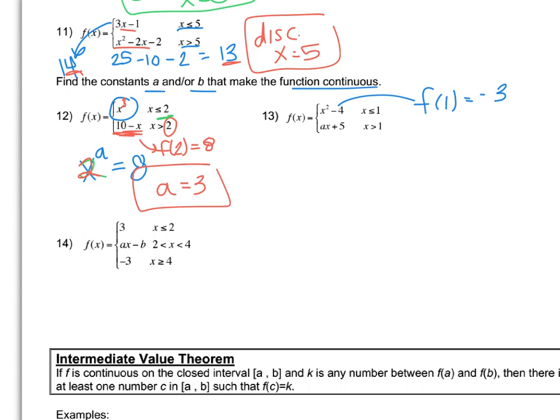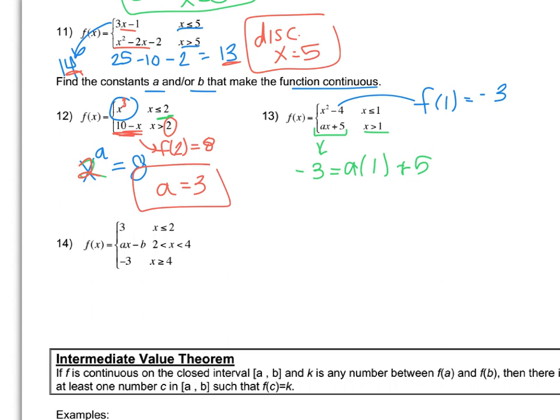What that means is we want this whole thing to equal negative 3 when x equals 1. So we just plug 1 in to the second rule: a times 1 plus 5. And then we can just solve for a, and that will make this second piece have the same y value as the first piece when x equals 1.